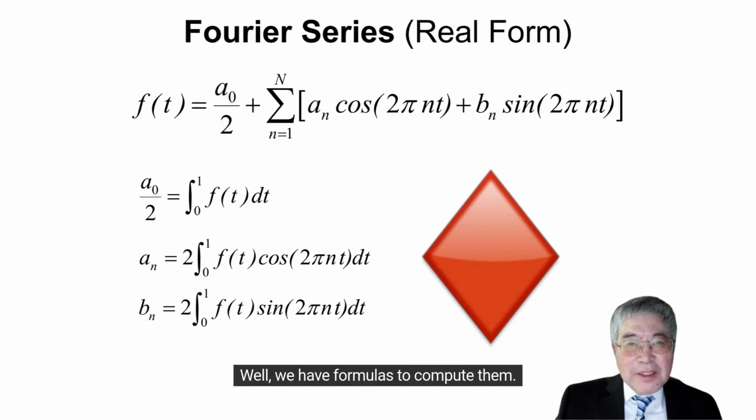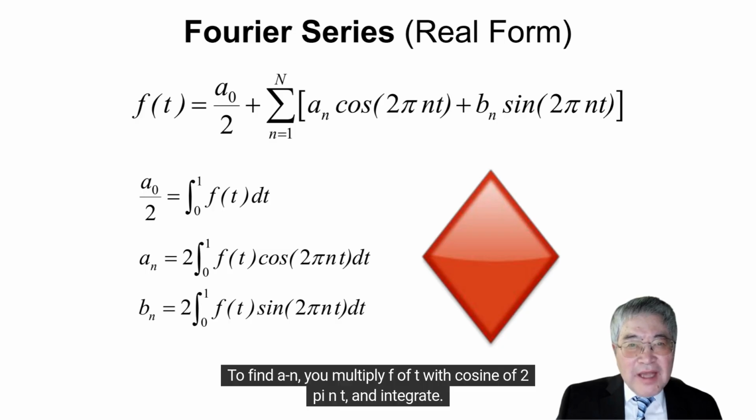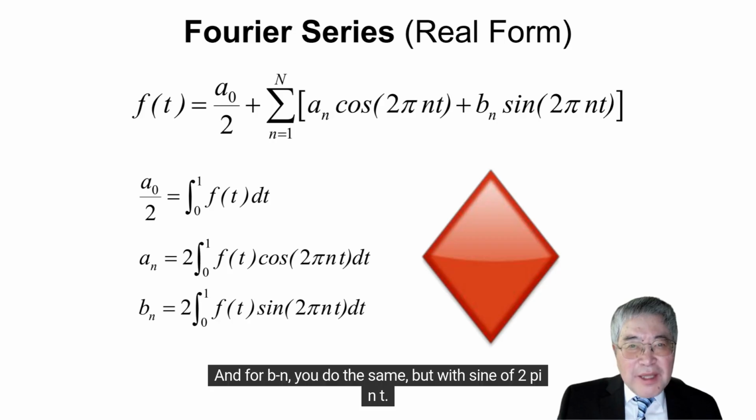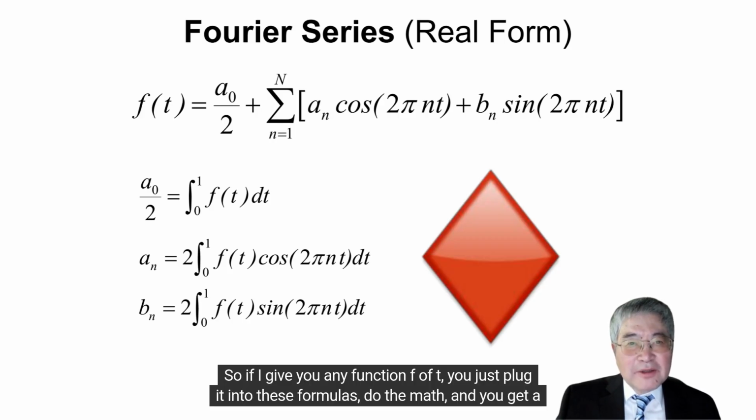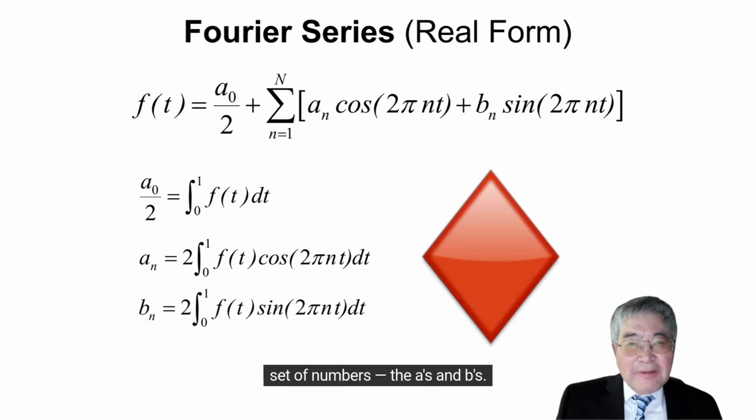Well, we have formulas to compute them. That's the trick! To find a0, you integrate f of t from 0 to 1. To find an, you multiply f of t with cosine of 2 pi nt and integrate. And for bn, you do the same, but with sine of 2 pi nt. So if I give you any function f of t, you just plug it into these formulas, do the math, and you get a set of numbers, the a's and b's.